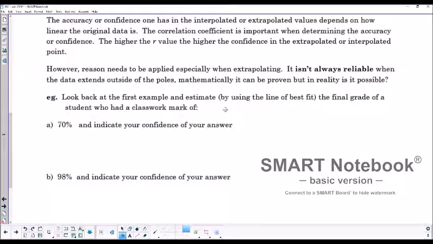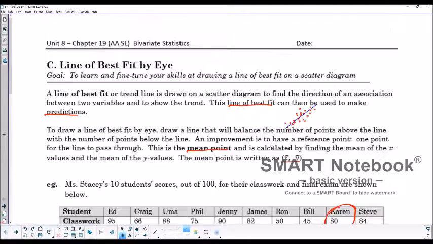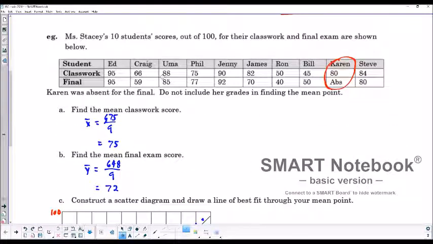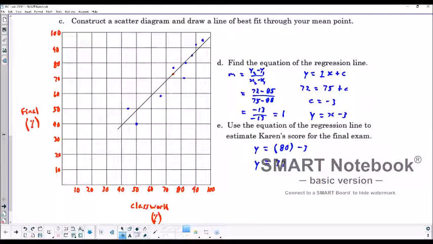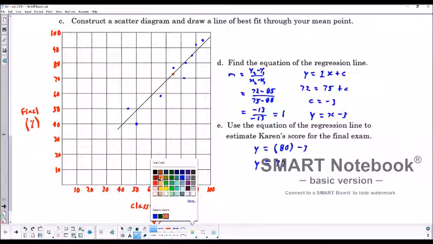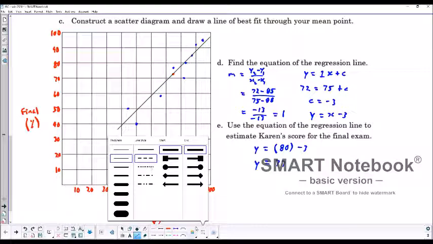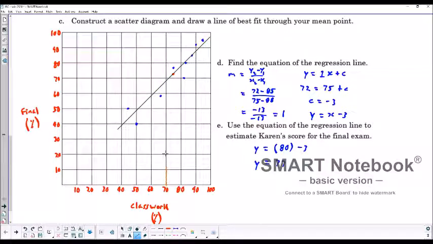Okay, so now if we use the line of best fit and we're going to be estimating, we want to look at somebody who had a classwork mark of 70. We want to see what their final exam mark would have been. So if we go back here, we notice that nobody had classwork of 70. And so what I'm going to do is draw a vertical line from 70%. I'm going to just go up from 70 until I hit the line. And then once I hit the line, I'm going to make a left turn and come across to see what their mark would have been.